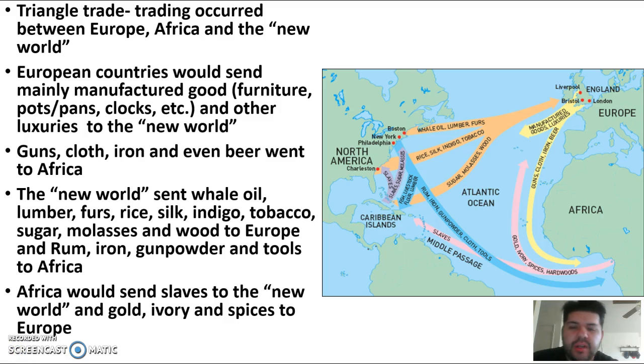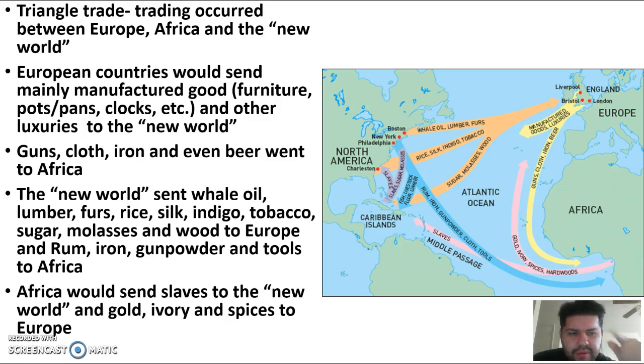So there's this thing called the triangle trade. Now, if you look to the picture on your right, you will see the actual triangle trade between Europe, Africa, and North America. North America would consider the Caribbean islands as well. The triangle trade occurred between Europe, Africa, and what wasn't known as North America just yet, but they called it the New World. That's what it was called.